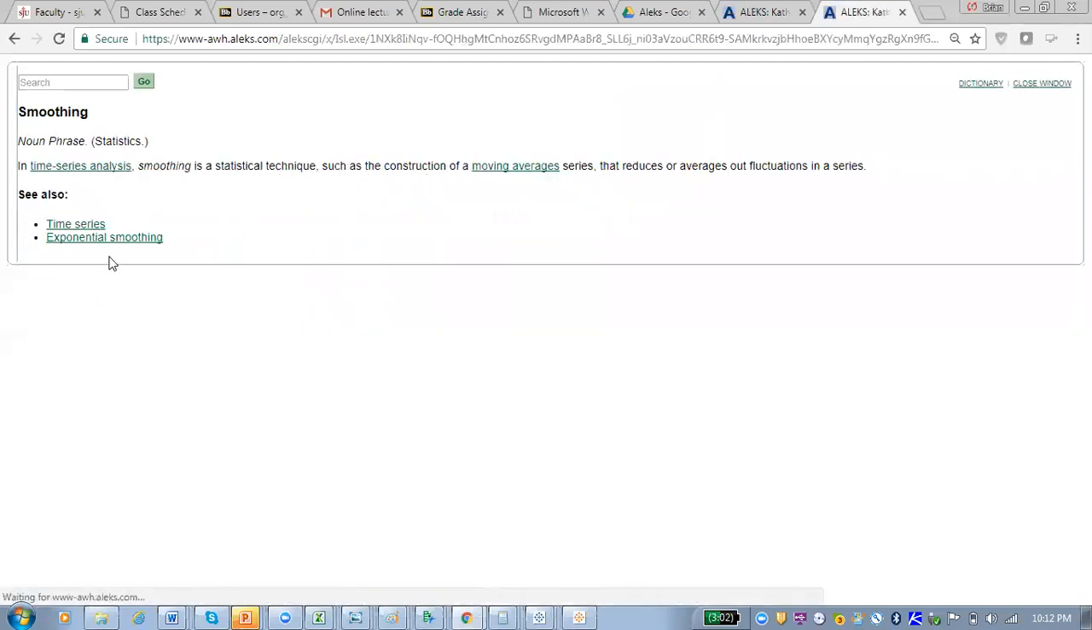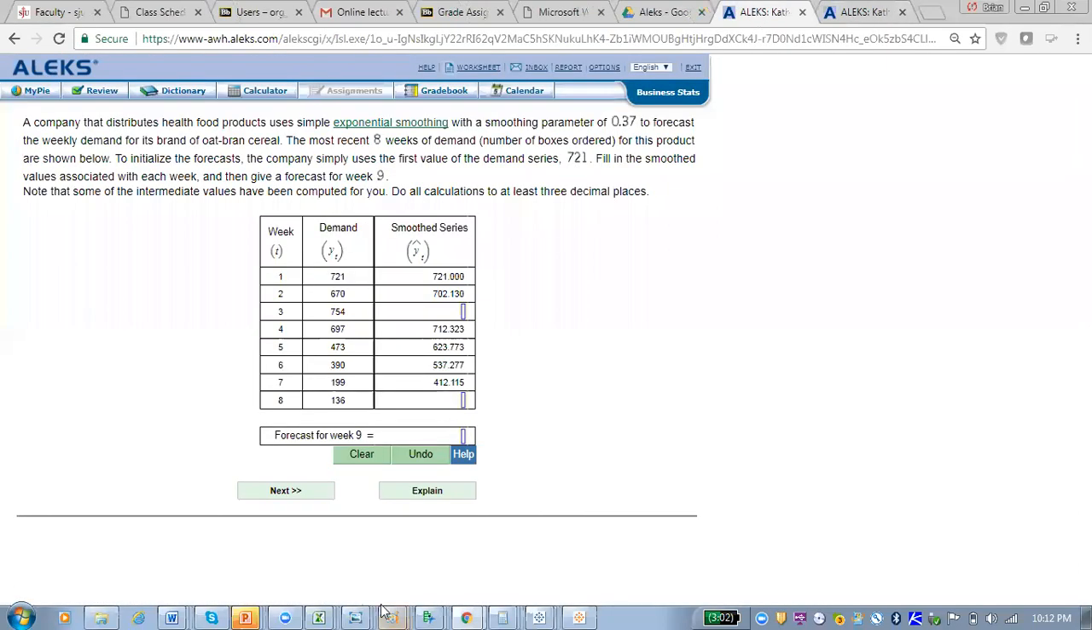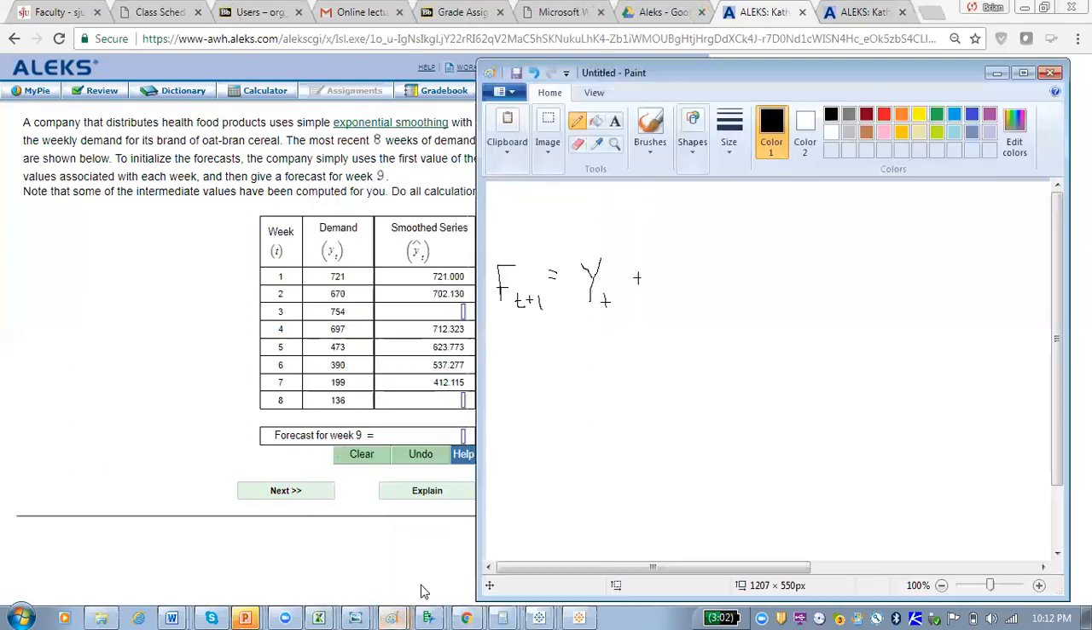Why won't they give me any formulas today? I'm not doing moving average. All right, I think I know the formula. I'm going to reach deep into my pocket.